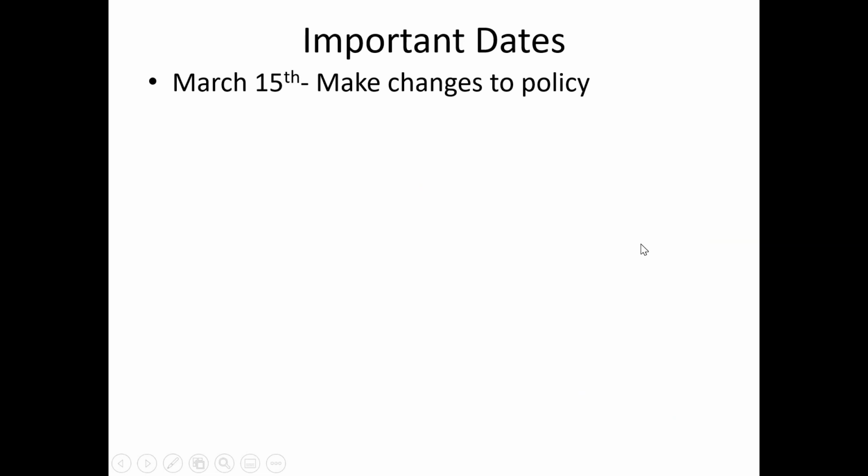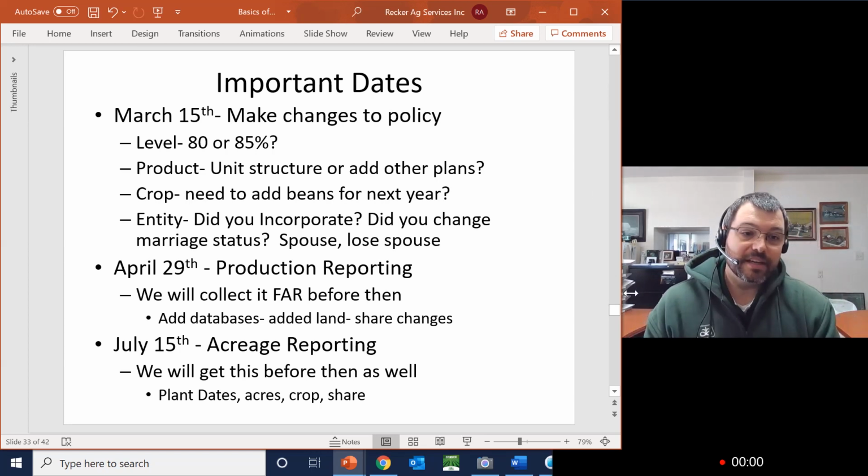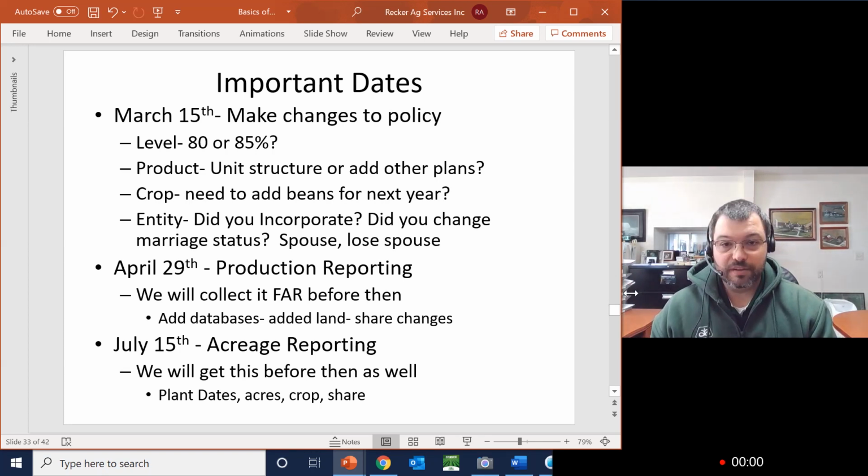So some important dates I want you to remember are March 15th to make changes to your policy. We have until then to change levels. We can go from 80 to 85, for example. We can do unit structure changes. We can add other plans. We can add crops. A lot of guys have corn on their policy. They maybe didn't have beans, never planned to have soybeans, and now with rootworms and other things, they want to put some soybeans in. Your entity could change. Each year, we'll talk to you in March and say, did you incorporate? Did you change your marital status? Did you get married? Did you lose a spouse? We want to make sure everything matches FSA and it matches your taxes, your social security number, and whatnot.